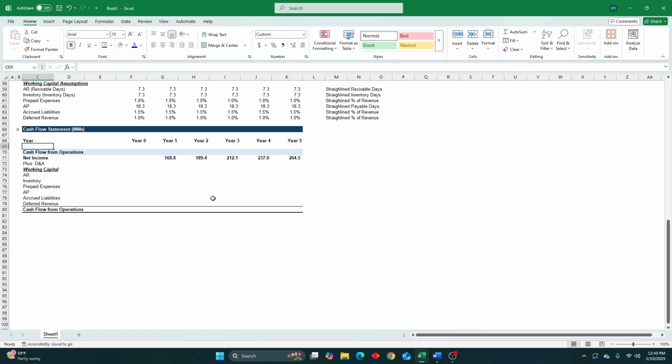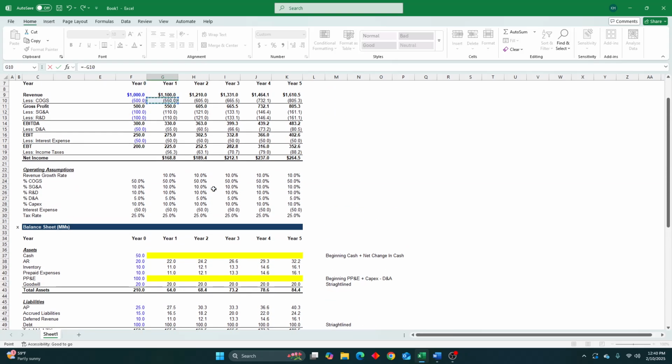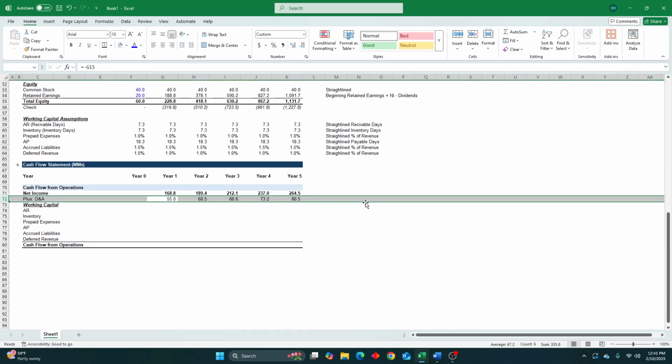But okay, starting with our net income, which was 168 in year 1. Then we're going to add back in our D&A from up here. So we're going to subtract the negative 55, which is going to add it back. So that'll be a positive 55 inflow in terms of cash, because if we remember, D&A is a non-cash expense. We have to add it back here.